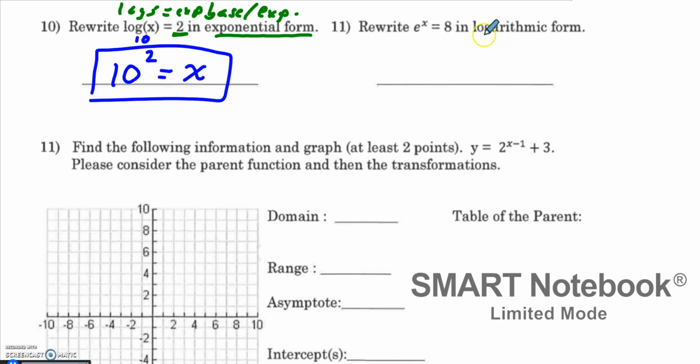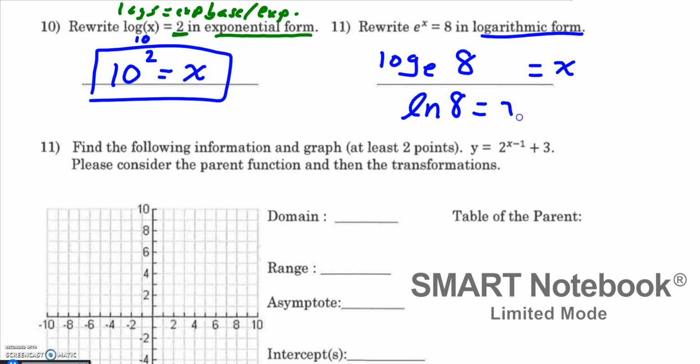Number 11, rewrite in log form. Because my base is e, we usually use ln with that. You could say log base e, but a lot of the time we do say ln. So I'll start with log base e, but then I'll change it. I know that my exponent from the original is x, so it'd be log base e of 8 equals x, but this is more commonly written as ln 8 equals x.